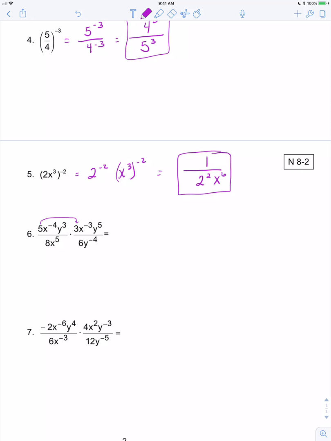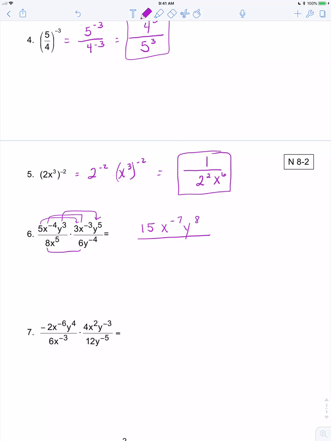So 5 times 3 is 15. x to the negative 4 times x to the negative 3: negative 4 plus a negative 3 is x to the negative 7. Next, y to the third times y to the 5th. Add those exponents: y to the 8, right? Okay, so there's the top simplified. Whew, that's a lot of stuff.